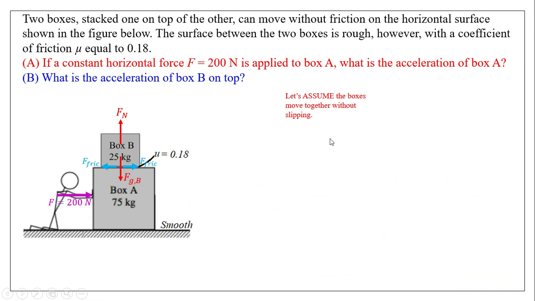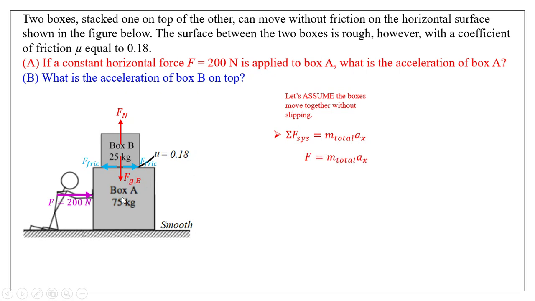From our previous work, we know that they don't move together because the acceleration of box A was faster than the acceleration of box B. But in this strategy, I'm just going to assume, what if they were to move together? If they were to move together, then I would set up the system. I would have the net force of the system equal to the total mass of the system times the acceleration.